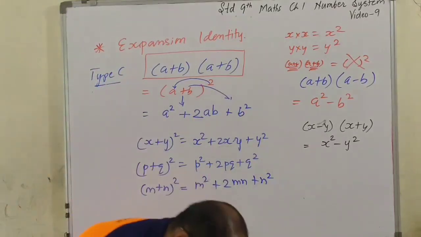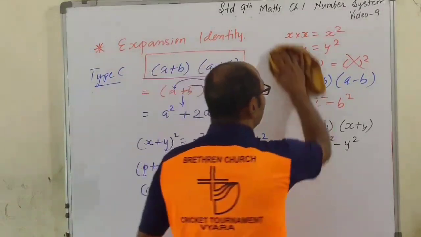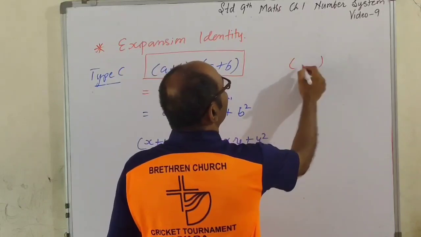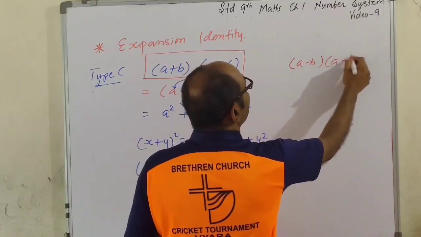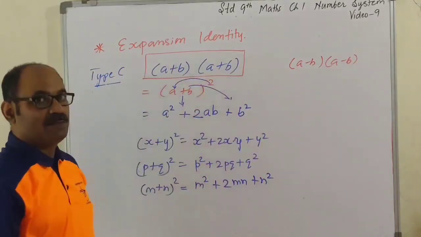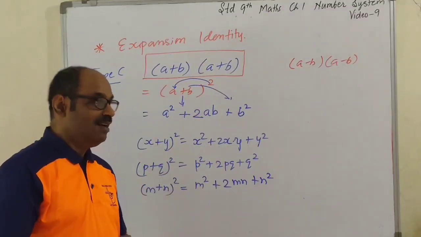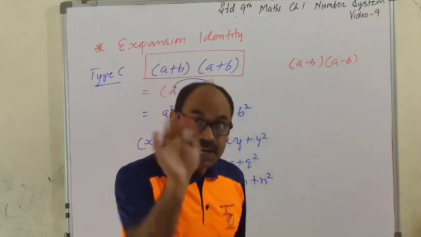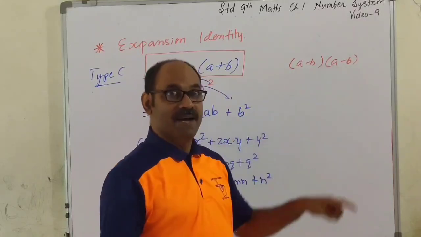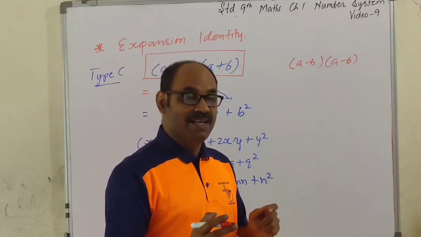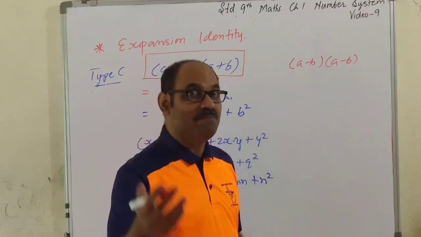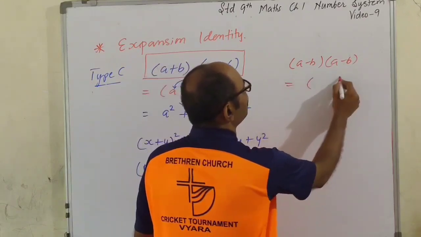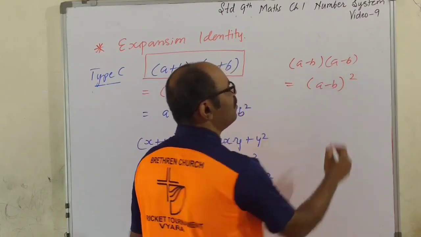Type C में एक और है. And what is that? The two binomials can be of this form, a minus b into a minus b, a plus b की जगह पे a minus b into a minus b. Here also first terms are same, plus a. Second terms are also same, minus b, same sign है. Plus b minus b होता तो type B हो जाता. Are you getting me? So here brackets are same, so you can say whole square, a minus b whole square.